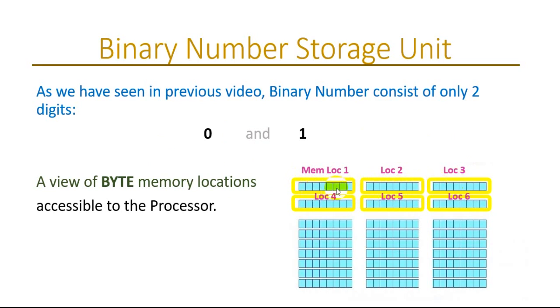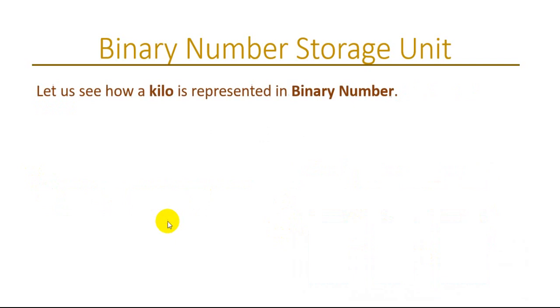At the end of the first byte, the next byte starts. At the end of the second byte, the third byte starts. At the end of the third byte, the fourth byte starts. At the end of the fourth byte, the fifth byte starts. Like that, it will go on. So that is a view of the memory, how the processor can access it.